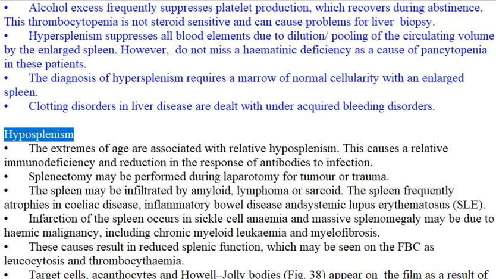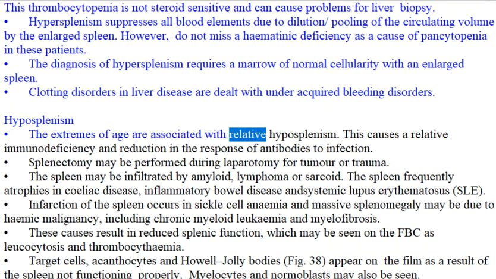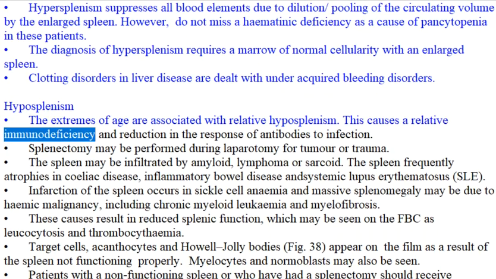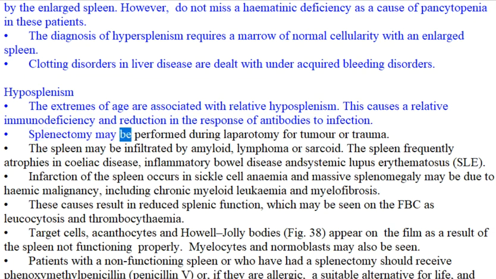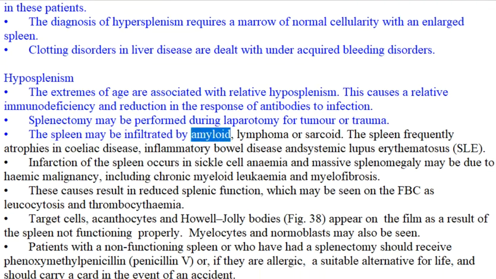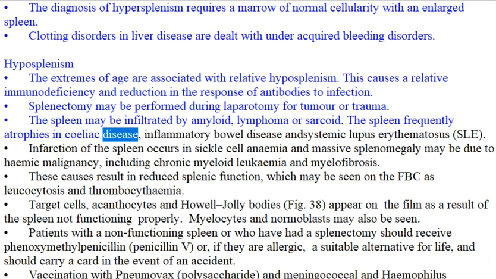Hyposplenism. The extremes of age are associated with relative hyposplenism. This causes a relative immunodeficiency and reduction in the response of antibodies to infection. Splenectomy may be performed during laparotomy for tumor or trauma. The spleen may be infiltrated by amyloid, lymphoma, or sarcoid. The spleen frequently atrophies in celiac disease, inflammatory bowel disease and systemic lupus erythematosus, SLE.